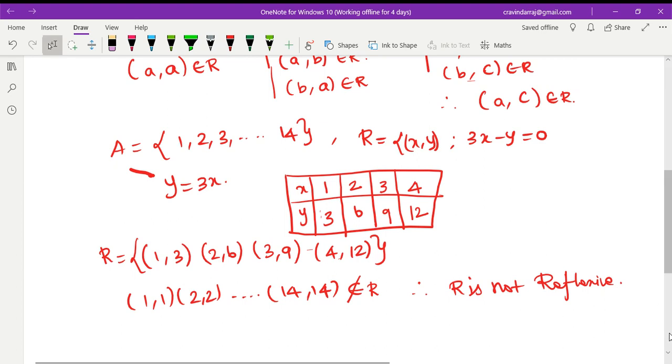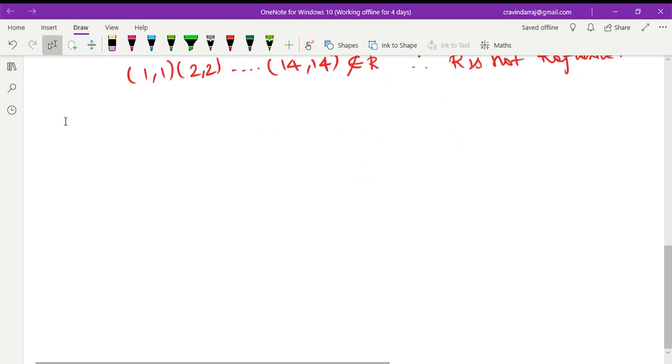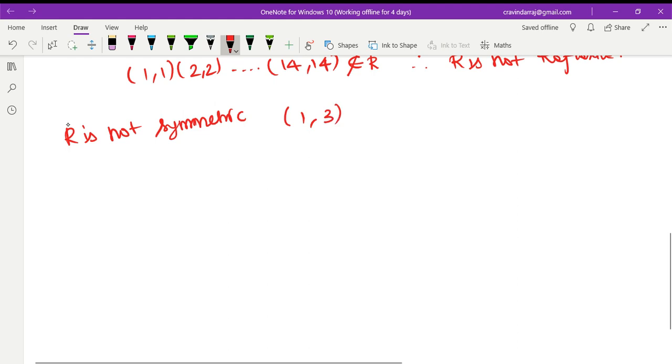Okay, then we go to symmetric. We already know symmetric means (a, b) belongs to R and (b, a) belongs to R. In this condition, R is not symmetric, because if we take the pair (1, 3), it belongs to R, but (3, 1) does not belong to R.